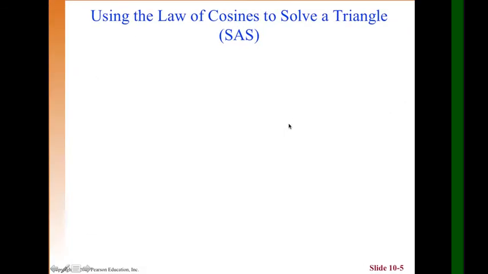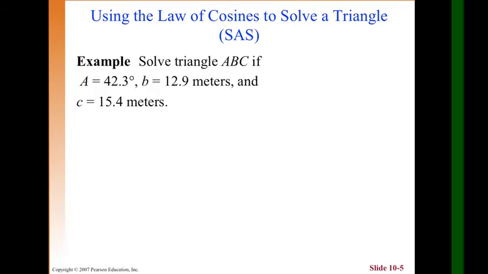Now, let's have an example. Using the law of cosine to solve a triangle SAS, example, solve triangle ABC if angle A is equal to 42.3 degrees, B is equal to 12.9 meters, and C is equal to 15.4 meters. So, ito yung ating triangle. Meron tayong B equals 12.9 meters, C equals 15.4 meters, and the angle A is 42.3 degrees.